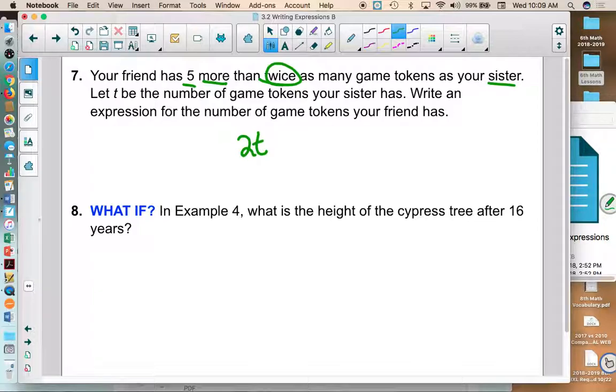Let T be the number of game tokens your sister has. Write an expression for the number of game tokens your friend has. What's that expression gonna look like? How many more than my sister does my friend have? 5. So what do I do with the 5? It says more. What's the operation I want to use? Monique, what operation is more? Nope. We already did the multiplication. Good try. What operation? Addition. Good.